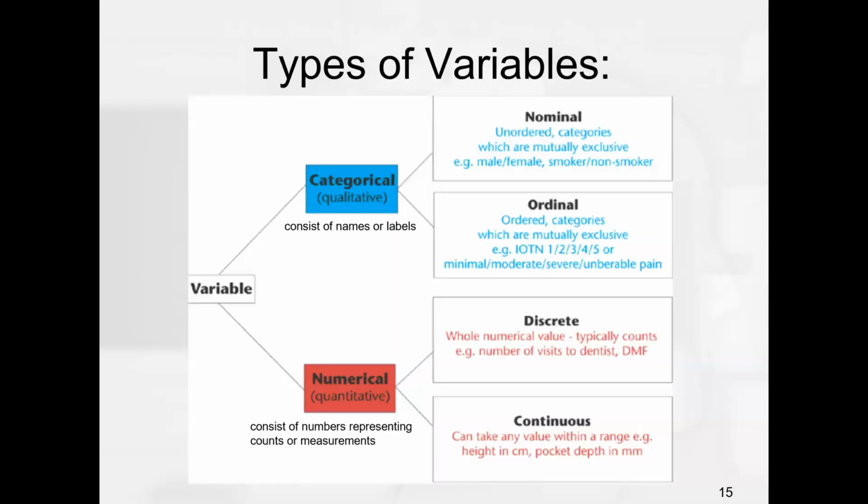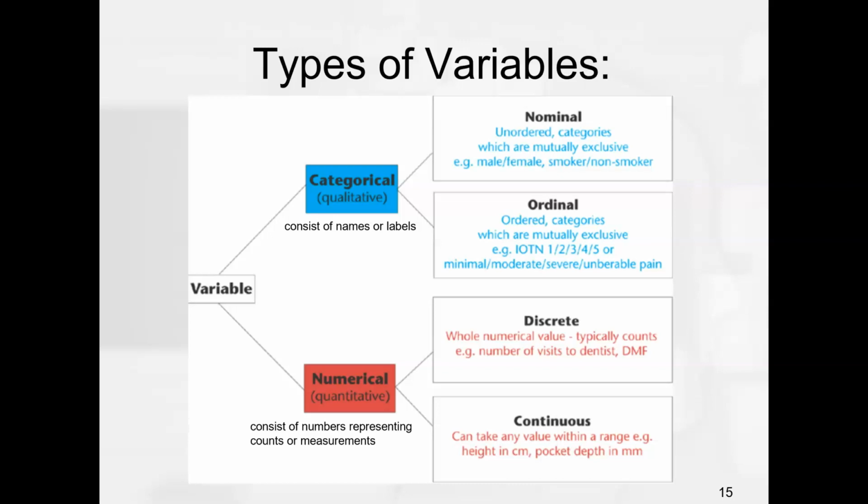Variables can be categorical or qualitative, which consist of names or labels, and numerical or quantitative, which consist of numbers representing counts or measurements. Qualitative variables are descriptive, and computing mean and standard deviation for them does not make sense, whereas quantitative variables have numerical meaning, so statistics such as means and standard deviations make sense.